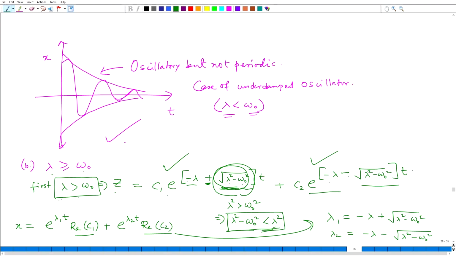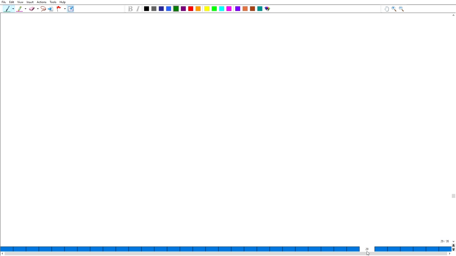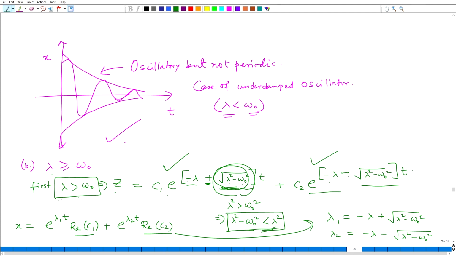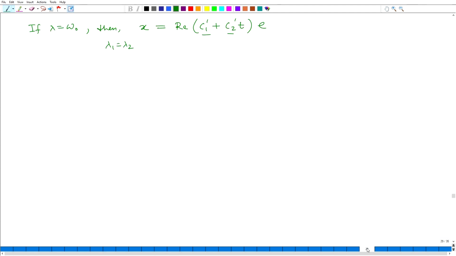If lambda is equal to omega 0, then this is the case of degenerate roots, and from the theory of differential equations you can check that x will be equal to the real part of... lambda 1 is of course equal to lambda 2, but your x will not be c 1 plus c 2, it will be c 1 plus c 2 t, where c 1 and c 2 I can write as c 1 prime and c 2 prime because they are not exactly equal to the two constants over here. So, they are two different constants.